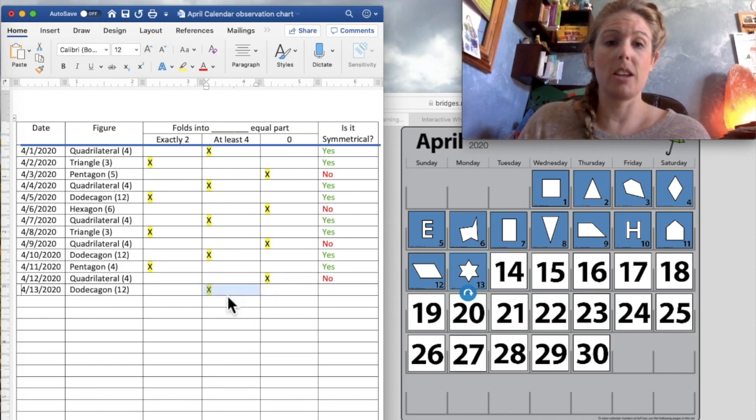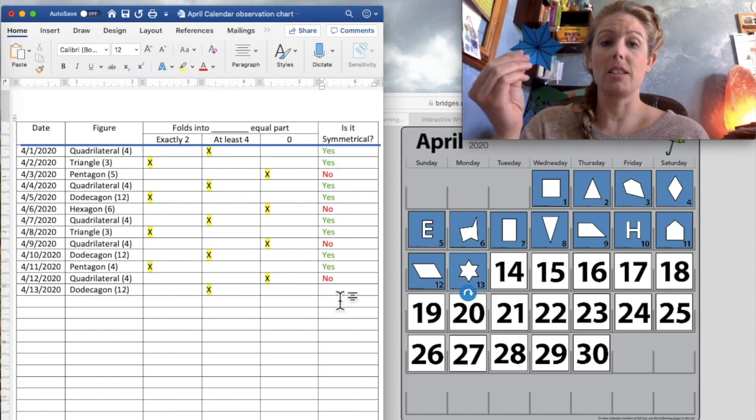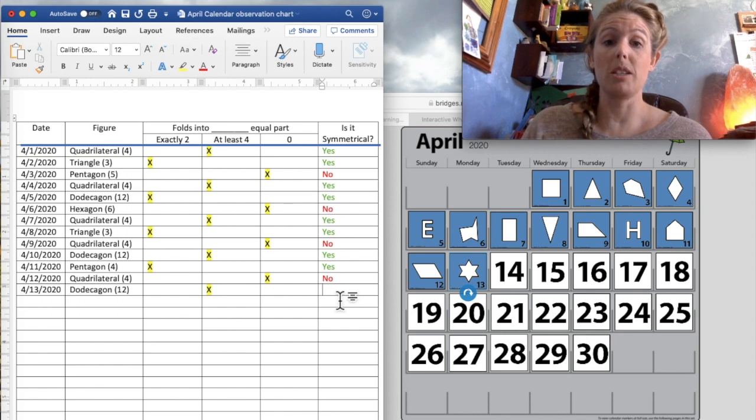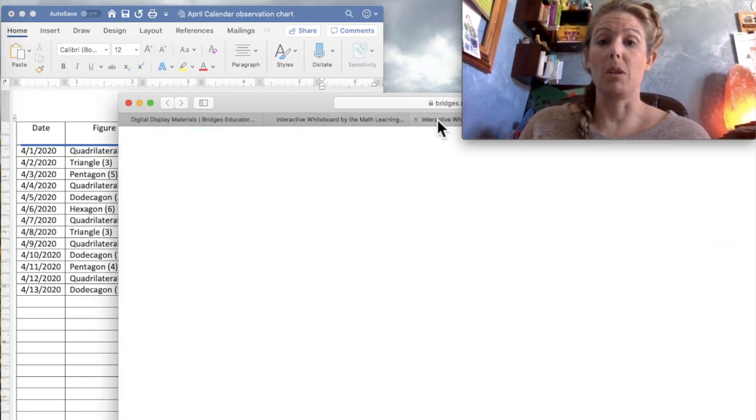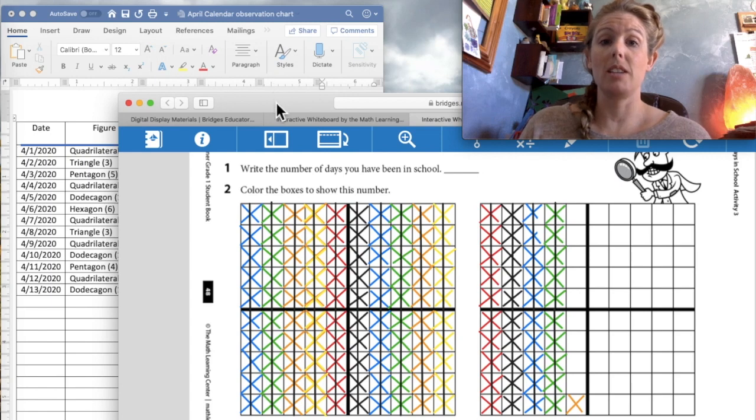Put an X in there. And yes, there was lines of symmetry. It was symmetrical. So let's put a yes in there. Okay, nice job, boys and girls. We are going to go on to our days in school.